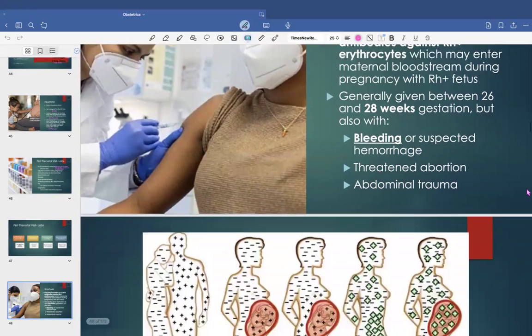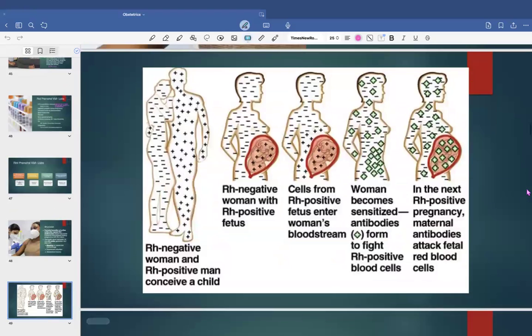So let's look at it. You have an Rh negative woman and an Rh positive man who conceive a child. Mom is Rh negative, but now she's pregnant with an Rh positive fetus. The cells from the Rh positive fetus enter the woman's bloodstream. She becomes sensitized, and antibodies start to form to fight the Rh positive blood cells. At that point, it's not really going to do anything, but it will matter if she is pregnant again, because her maternal antibodies are going to attack the fetal red blood cells.